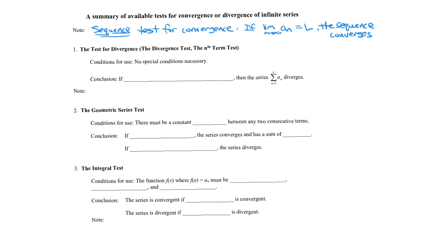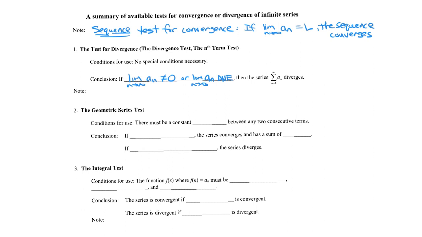The first one that we saw was the test for divergence, which also goes by the divergence test and the nth term test. This one was in section 11.2. Basically it says this: if the limit as n approaches infinity of a sub n, the nth term, is not equal to 0, or the limit as n approaches infinity of a sub n does not exist, then the series diverges.